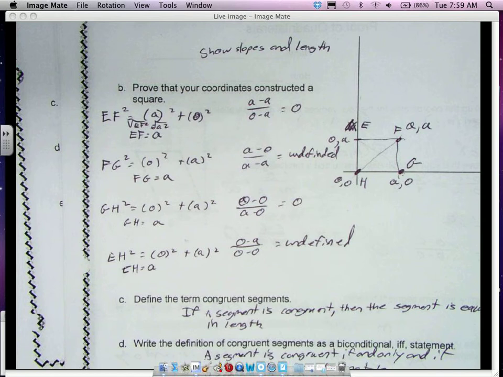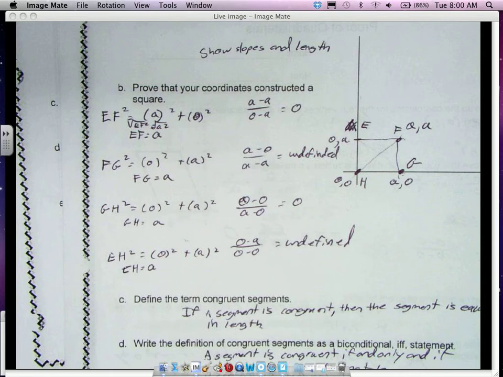So I found that EF was A. I did EF squared equals A squared plus 0 squared. So I got EF squared equals A squared. So they took the square root of both sides and got EF equals A. It's pretty much the same thing I did for FG is A, GH is A, and EH is A. If you used a different letter and got like they're all B or C, same thing. Okay. Then I found their slopes.